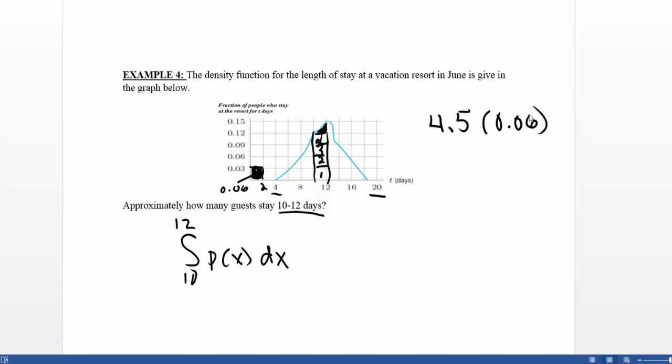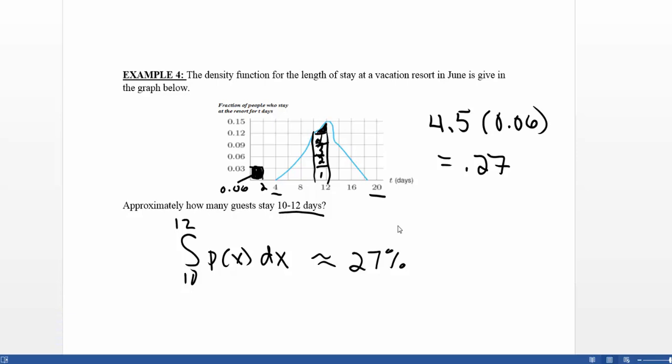So if I multiply those two numbers together, I'm going to get 0.27, which means that approximately 27% of guests stay between 10 and 12 days. So I'm saying approximately because, again, I'm approximating the area under the curve. It's not an exact science, and that half might actually be something like 0.45, but approximately 27% of patrons stay between 10 and 12 days.